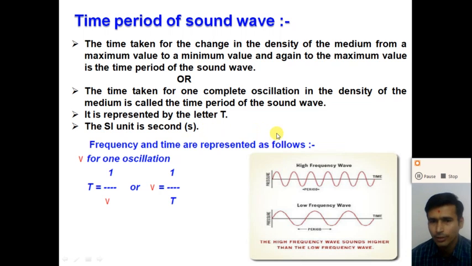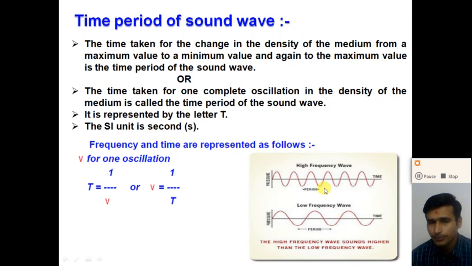So understand what we mean by the time period. For example, consider this high frequency wave and this low frequency wave. The time taken to complete one oscillation, from maximum value to the minimum value and again to the maximum value, is called the periodic time. So if we consider the high frequency wave, it has a low periodic time, and if we consider a low frequency wave, it has a high periodic time.